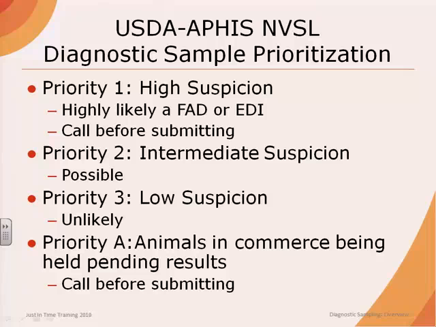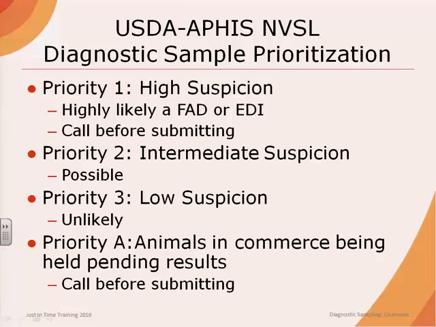Priority 2 samples are of intermediate suspicion and obtained from situations where a foreign animal disease or emerging disease incident is possible. Samples will be processed the day they are received. Priority 3 samples are those that are unlikely to be a foreign animal disease or emerging disease incident and cannot be distinguished from an enzootic disease or condition. These samples will be processed in accession order unless otherwise directed by the laboratory director.